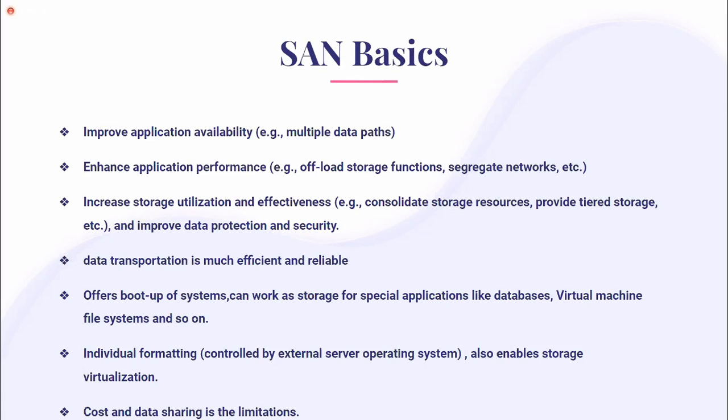Next, data transportation. The protocols we use here are FC and iSCSI. iSCSI uses Ethernet, but FC is way faster than Ethernet, so the data transportation is more efficient, reliable and faster. Here is another use case: say I want a few machines to boot up from the network. In that scenario, SAN, the block level, will be used because it provides that feature, while file level will not be able to provide boot up. That's an added advantage.